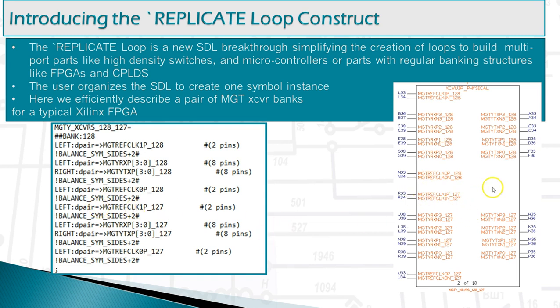And then now we separate and do this side of the symbol, MGT ref clock 127, MGT RXP 127, so this is the bank 127 transceiver. And this simple STL creates this beautiful part.